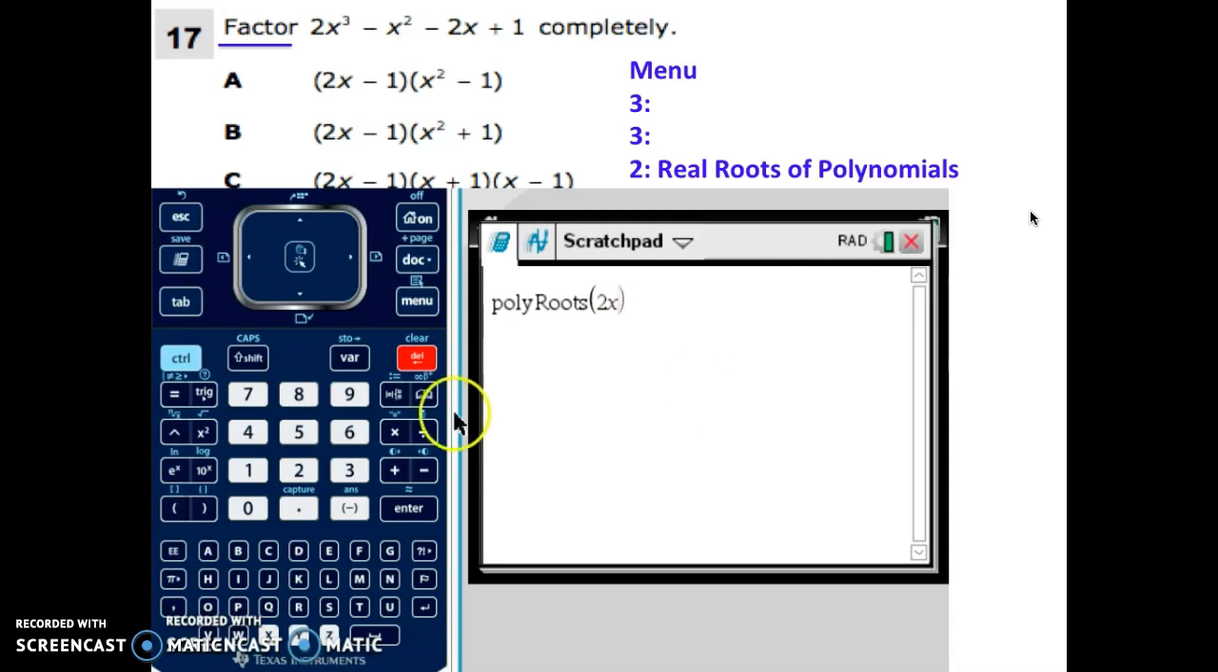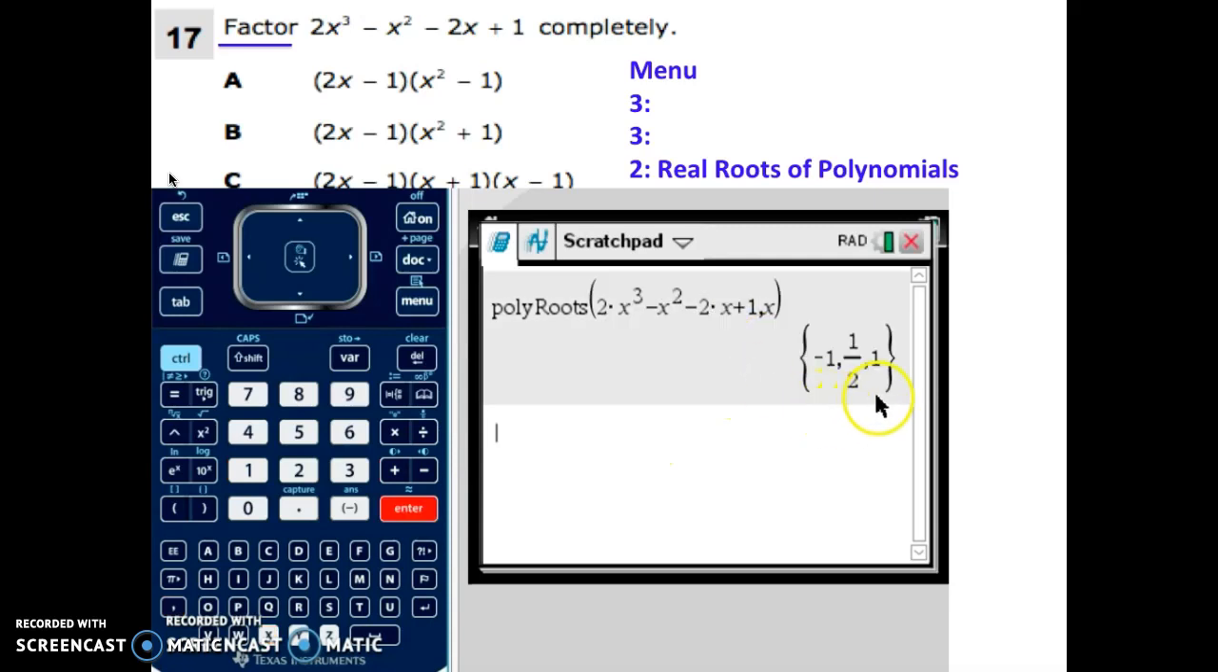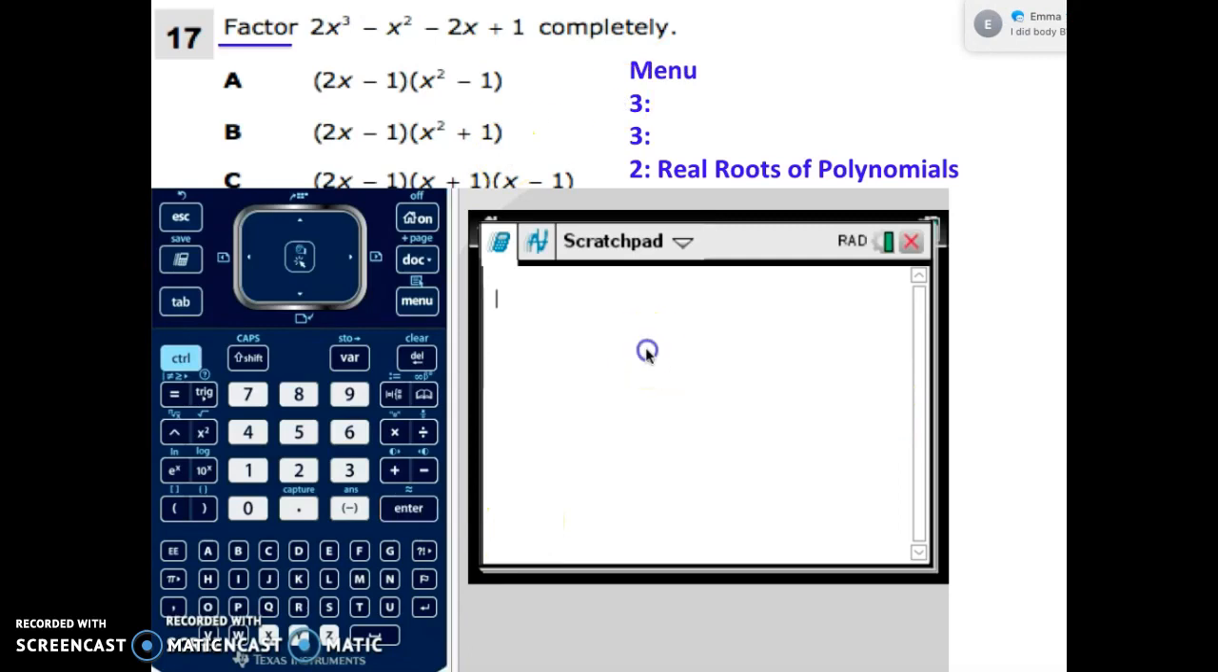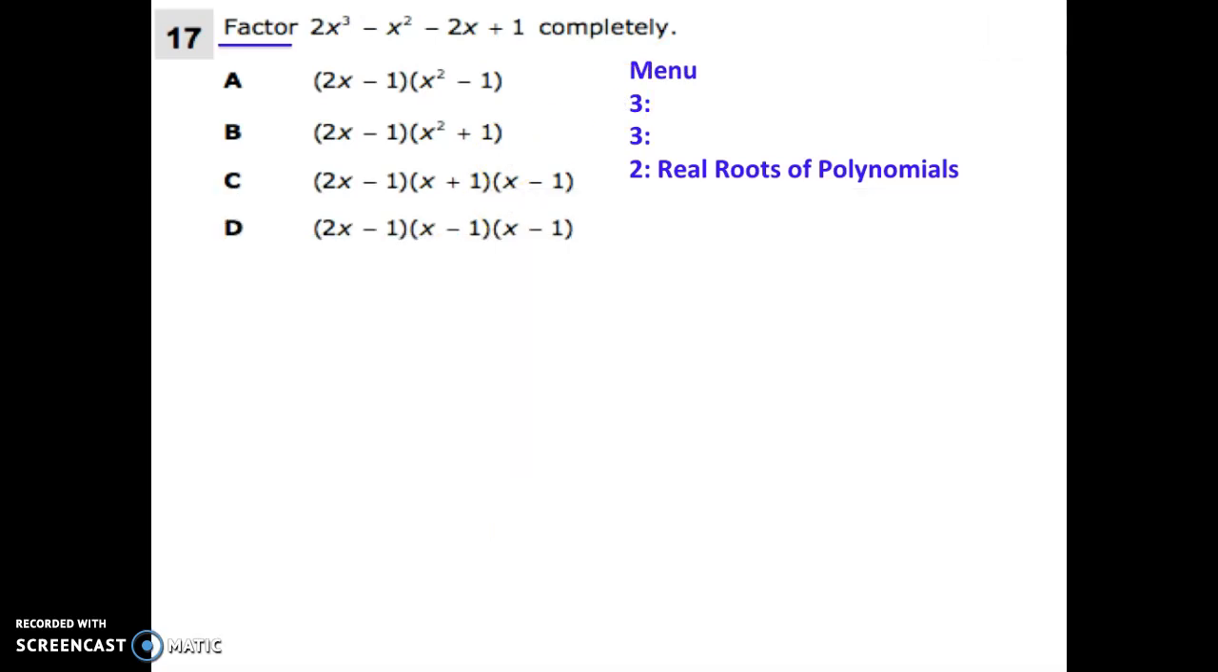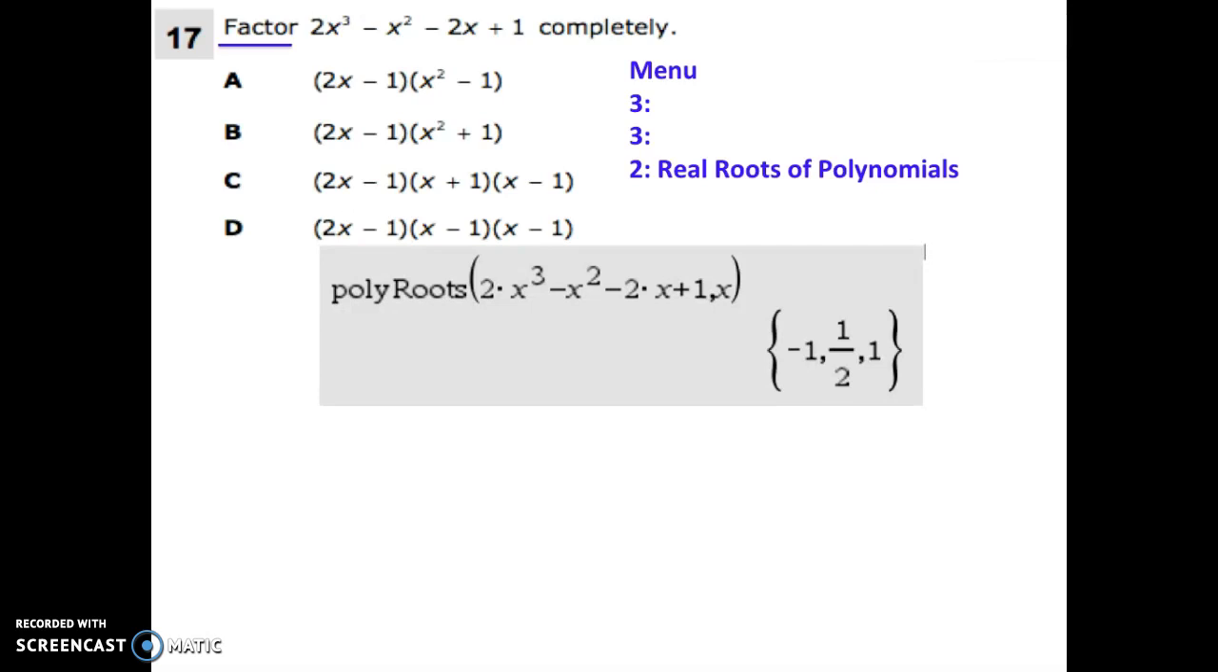Okay, we type our equation. I'll do it by hand here. We put the 1 next to the x squared for the 3, and then press down or to the right, and then minus x squared minus 2x plus 1. It should look just like on my screen. And then comma x. You need to put comma x. We get our numbers out of this: negative 1, 1/2, comma 1.